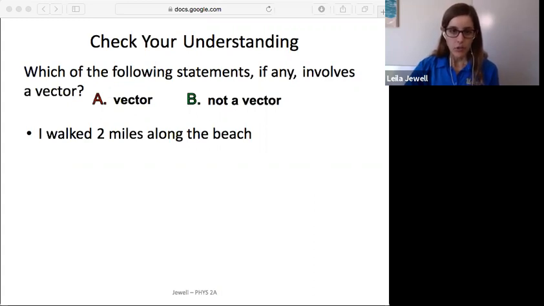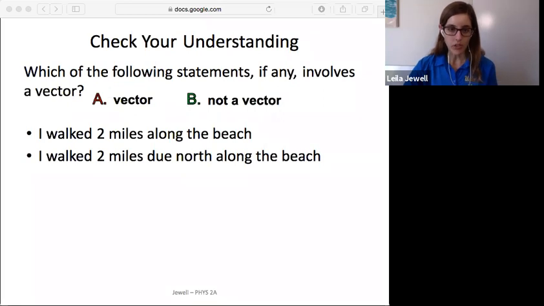So I walked 2 miles along the beach. I walked 2 miles due north along the beach. Let's pause right there and take a look, right? So the first one, I walked 2 miles along the beach. We know the distance, and if you knew the beach, you might know that it was, you're walking, say, north or south, but we don't even know if it's north or south here. So this is one that I would say is not a vector, right? But in contrast, look, when we have 2 miles due north along the beach, cool. Now we have direction, so that is a vector.